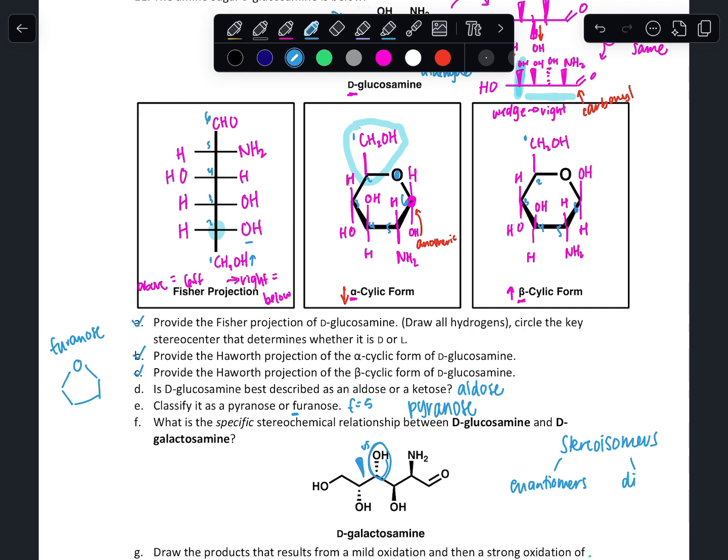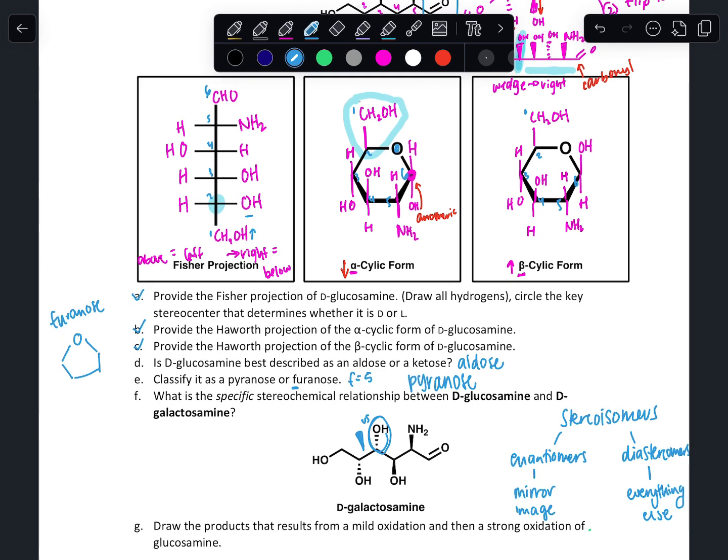And you can have enantiomers, or you can have diastereomers. Enantiomers are where you have that mirror image. Diastereomers is basically everything else. Because we only changed the chirality of one center here, we are not dealing with an enantiomer. So this is a diastereomer.